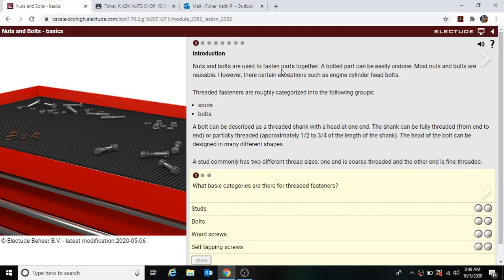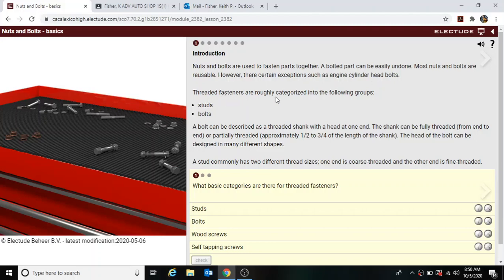This is to help you with the nuts and bolts video. Basically, you should always do the readings, but nuts and bolts are used to fasten parts together. A bolted part can be easily undone. Most nuts and bolts are reusable. However, there are certain exceptions, such as the engine cylinder head bolts.